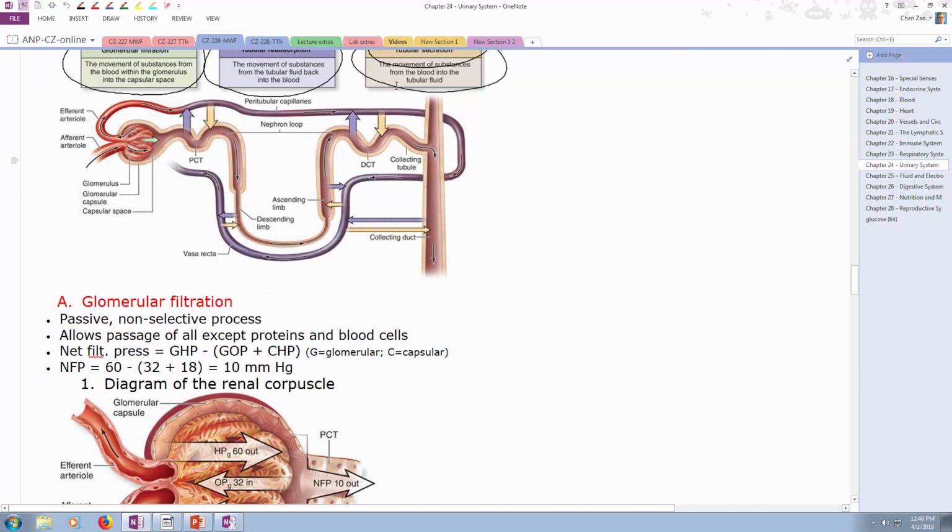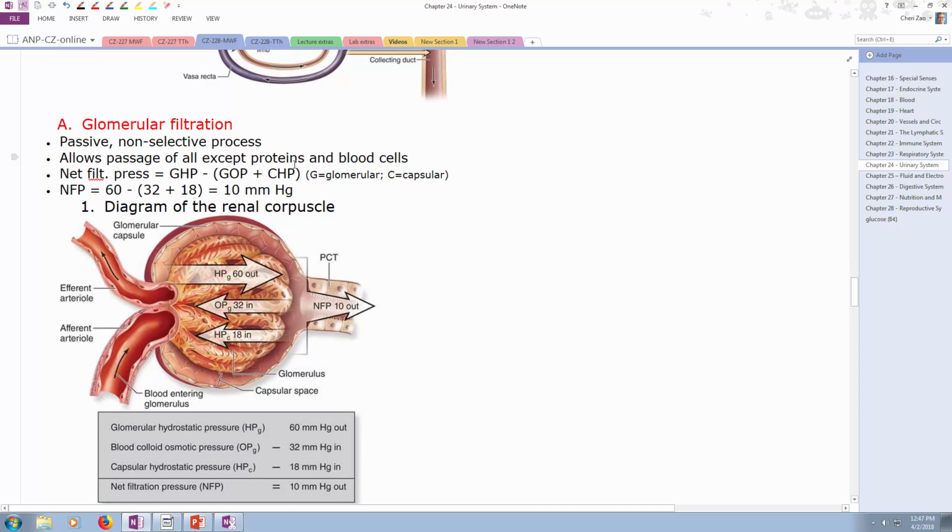So starting with glomerular filtration in our capsule. Glomerular filtration is passive, which means it doesn't require ATP, and it is non-selective, which means it takes out everything that is not cellular. Okay, so it doesn't take out red blood cells, doesn't take out white blood cells, and doesn't take out platelets, but takes out everything that you send its way.